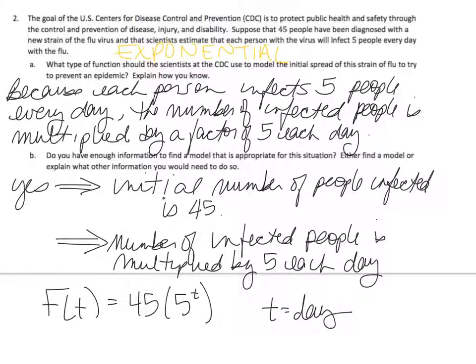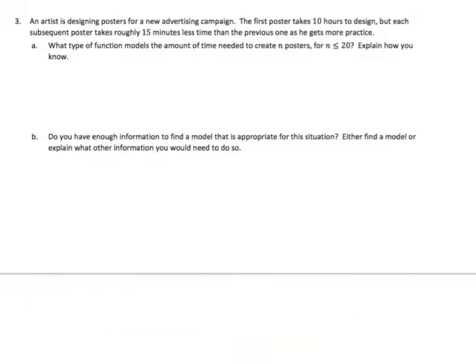Remember, those were some of the clues, some of the characteristics. When something's multiplied by a factor each time, then it's exponential. Do you have enough information? Yes, we know the initial number of people, and we know what the multiplier is. So we can write a function. And our exponential function is always initial times multiplier raised to a power. Okay, here it's time, and time equals day.